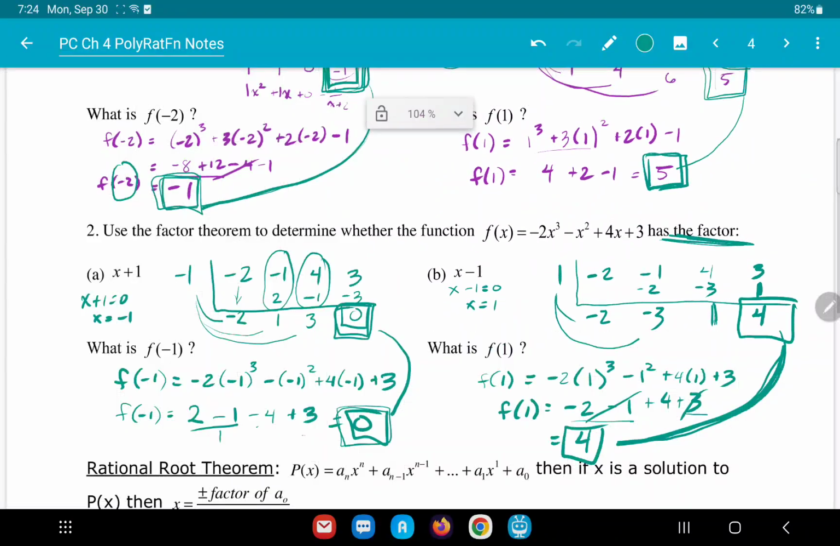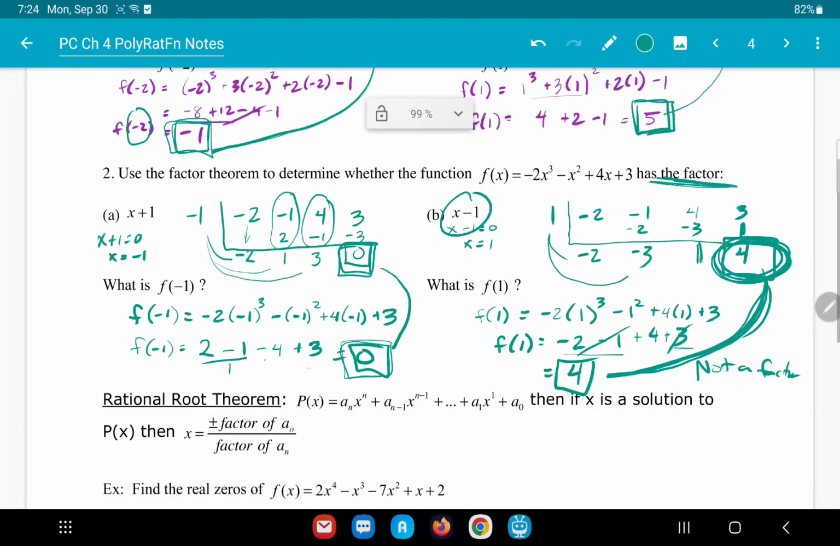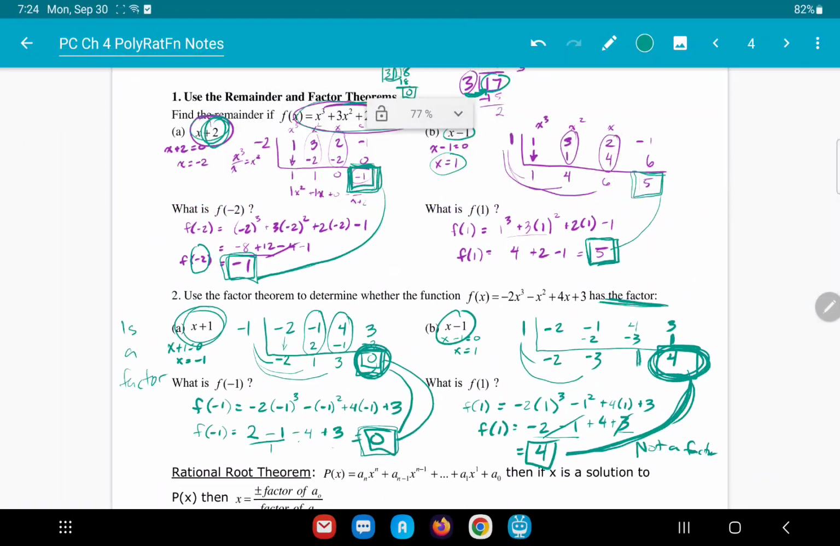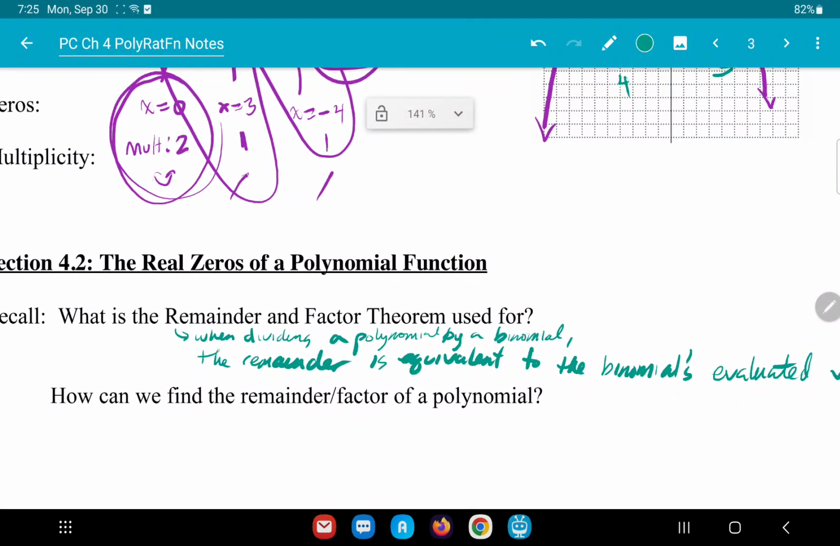Similarly here, since we got a remainder of 4, that's telling us that x minus 1 is not a factor of our polynomial. In the first example, the remainder was 0, so that's telling us that x plus 1 is a factor of our polynomial. If you take a look at the process behind number 2 and number 1, it is using the same concept. They just give you different things. You're still dividing a polynomial by a binomial. When we discuss what the factor theorem is doing, we're still doing the same thing.